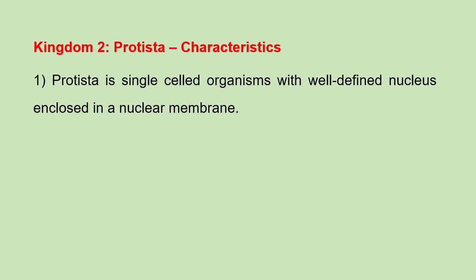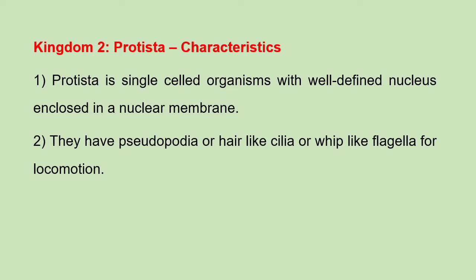Let's understand the characteristics of the second kingdom, kingdom Protista. The characteristics are: Protista are single-celled organisms with a well-defined nucleus enclosed in a nuclear membrane. Second, they have pseudopods or hair-like cilia or whip-like flagella for the process of locomotion.